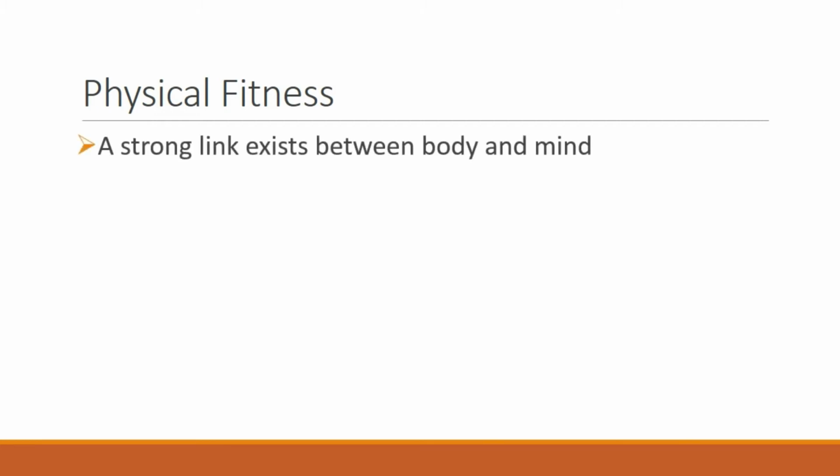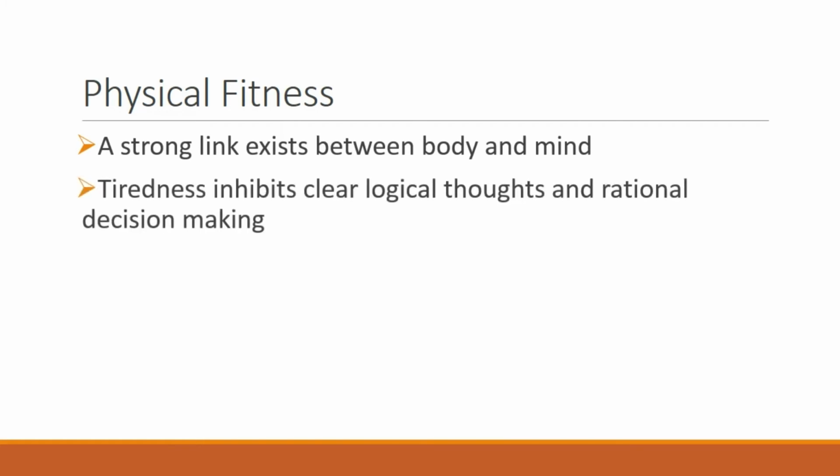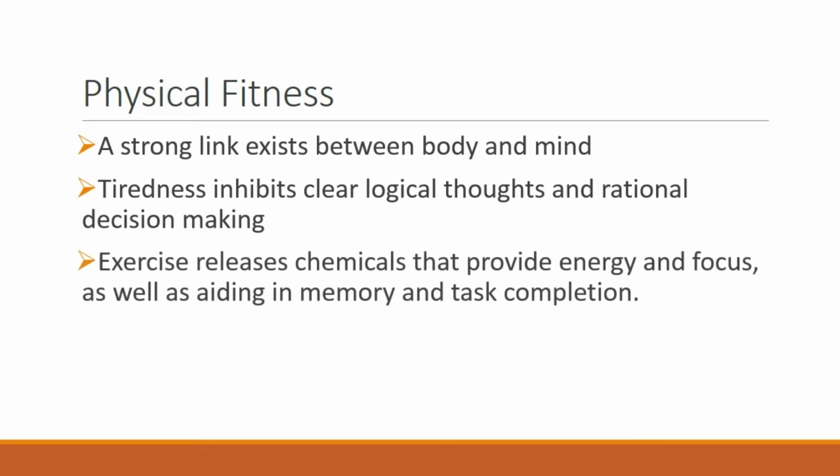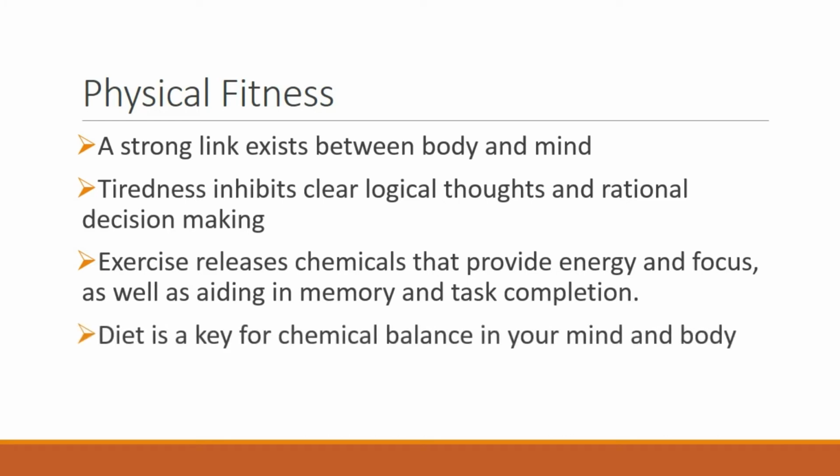Another element of mitigating biases is physical fitness. There is a strong link between the body and the mind. For example, tiredness inhibits clear logical thoughts and rational decision making. It means that we need to get enough sleep to make sure that we can think clearly and rationally. Exercise releases chemicals such as dopamine that provide energy and focus, as well as aiding in memory and task completion. Diet is also key for chemical balance in both your mind and your body.